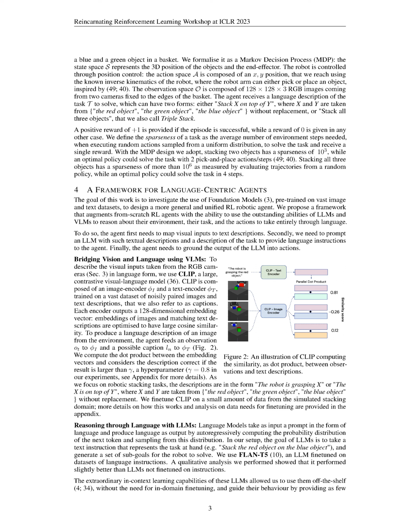First, the agent needs to convert visual inputs into text descriptions. We use CLIP, a large VLM, to do this. CLIP consists of an image encoder and a text encoder, both of which output a 128-dimensional embedding vector. The agent feeds an image from the environment to the image encoder and a possible caption to the text encoder. We then calculate the dot product between the embedding vectors and consider the description correct if the result is larger than a certain threshold, 0.8 in our experiments.